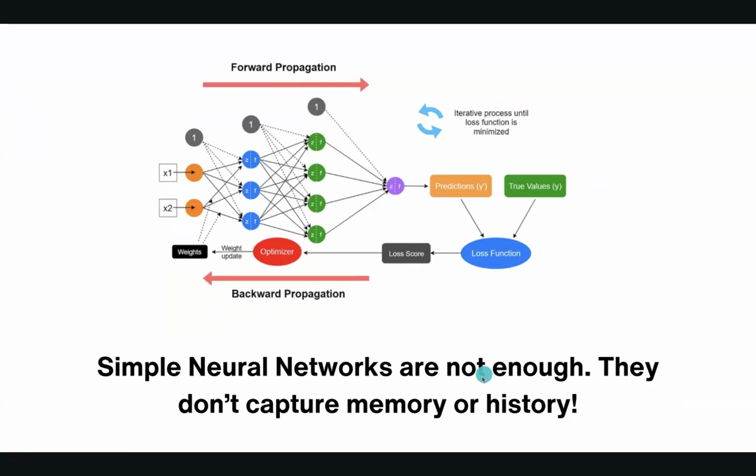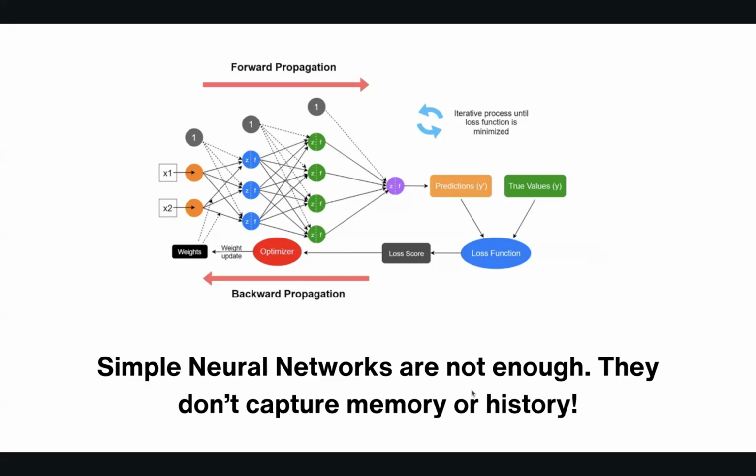But they don't capture memory. And to predict the next word in a sequence, which is what large language models do, you need to capture memory because you need to know what has come before, because context is important. The current word is not enough. You need to know the context. You need to know what was in the previous sentence. You need to know what was in the sentence before that in order to predict the next word.